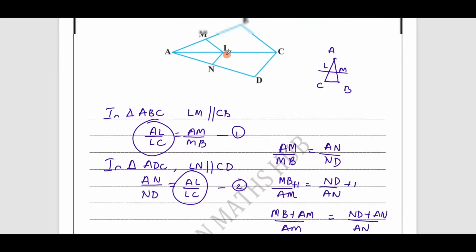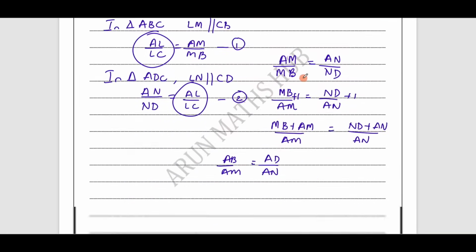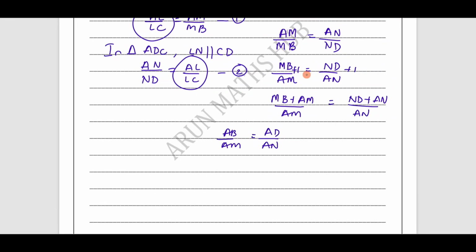Therefore, but what we should do is AM by AB. Therefore, again we need to take reciprocal. So AM by AB equals AN by AD. Hence proved.